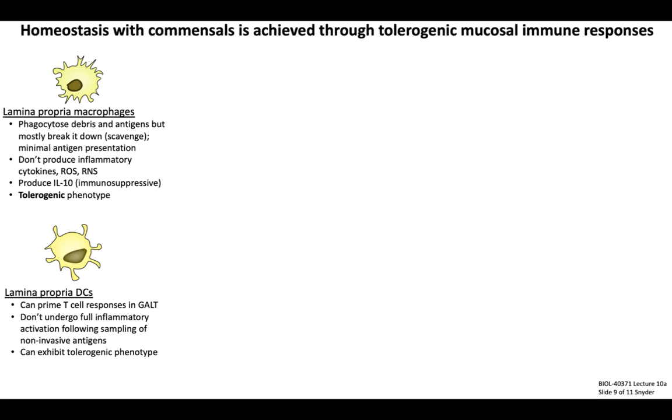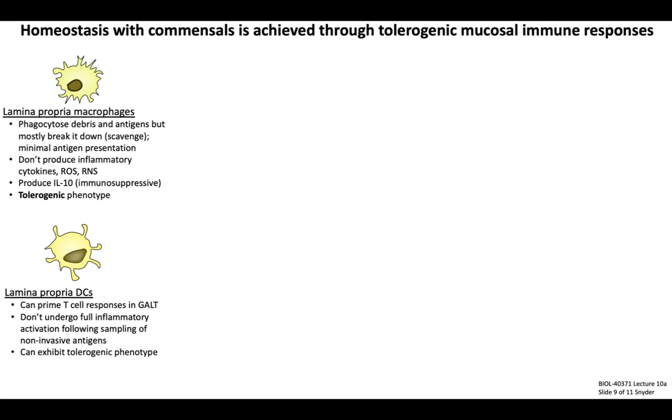Unlike other macrophages, lamina propria macrophages primarily function as scavengers that phagocytose debris but don't really process it for antigen presentation, they don't produce inflammatory signaling molecules, and they don't produce high amounts of reactive oxygen or nitrogen species. Instead, these macrophages constitutively produce large amounts of the immunosuppressive cytokine IL-10, which inhibits inflammatory activation of other immune cells, including T cells. These macrophages are therefore said to have a more tolerogenic phenotype, which promotes peripheral immune tolerance against phagocytosed debris.